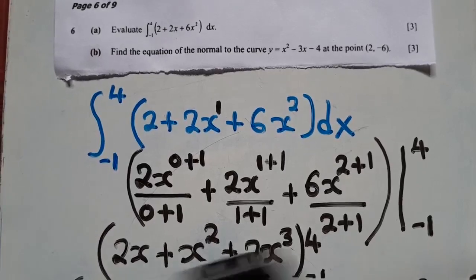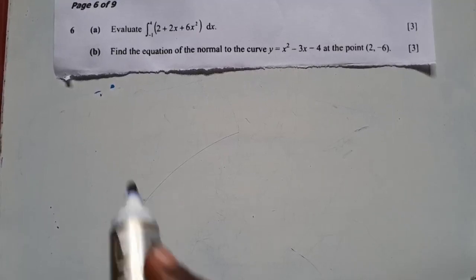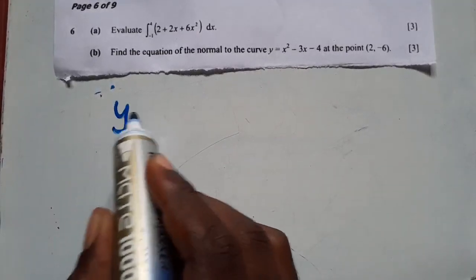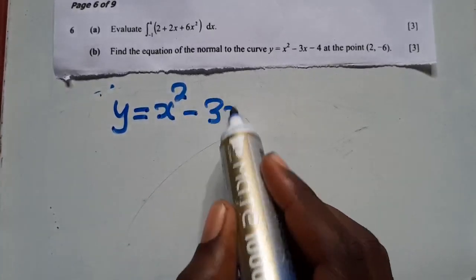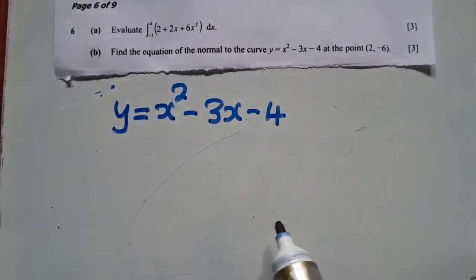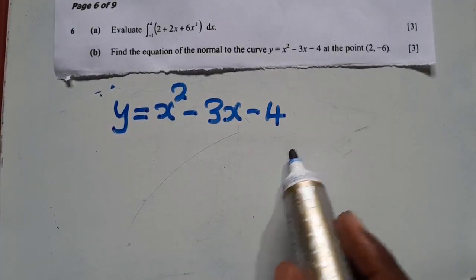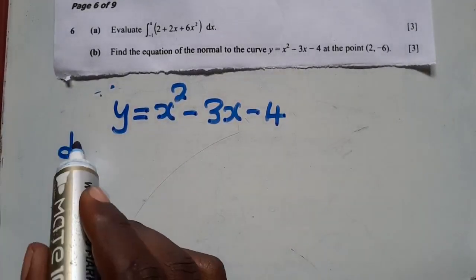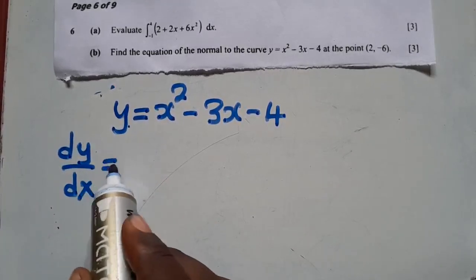I love this question. So I find the equation of the normal. How do we find the equation of the normal? The equation which is given is y is equal to x squared minus 3x minus 4. The first thing you need to do is to differentiate the equation which is given. So you are differentiating y with respect to x. So it's dy/dx is equal to.